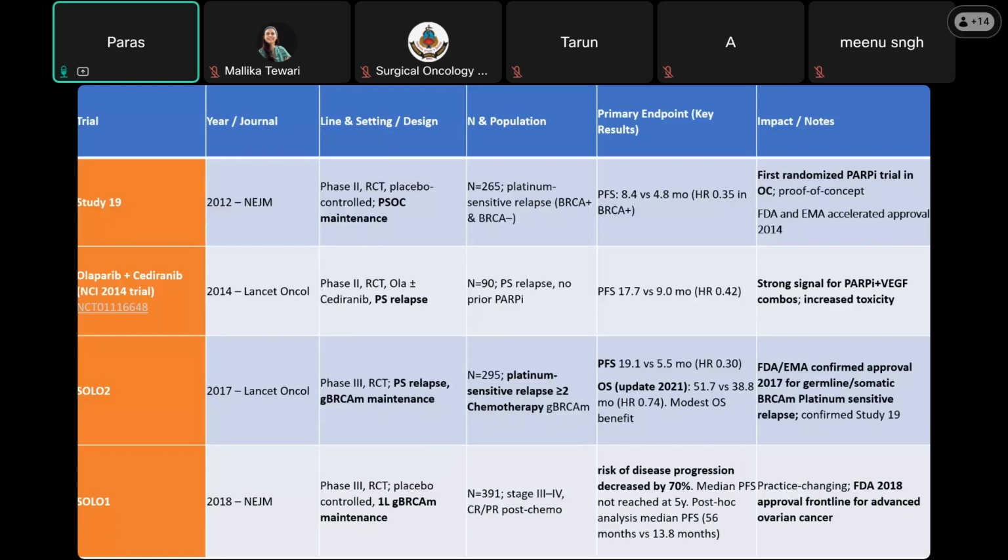Another trial was the SOLO 2 trial, published in 2017. Again, it was a phase 3 RCT, used in maintenance therapy for relapse in ovarian cancer. SOLO 1 was for first line maintenance. SOLO 2 was for relapse maintenance. It again showed progression-free survival and OS benefit, which led to FDA and EMA confirmed approval in BRCA mutated relapse.